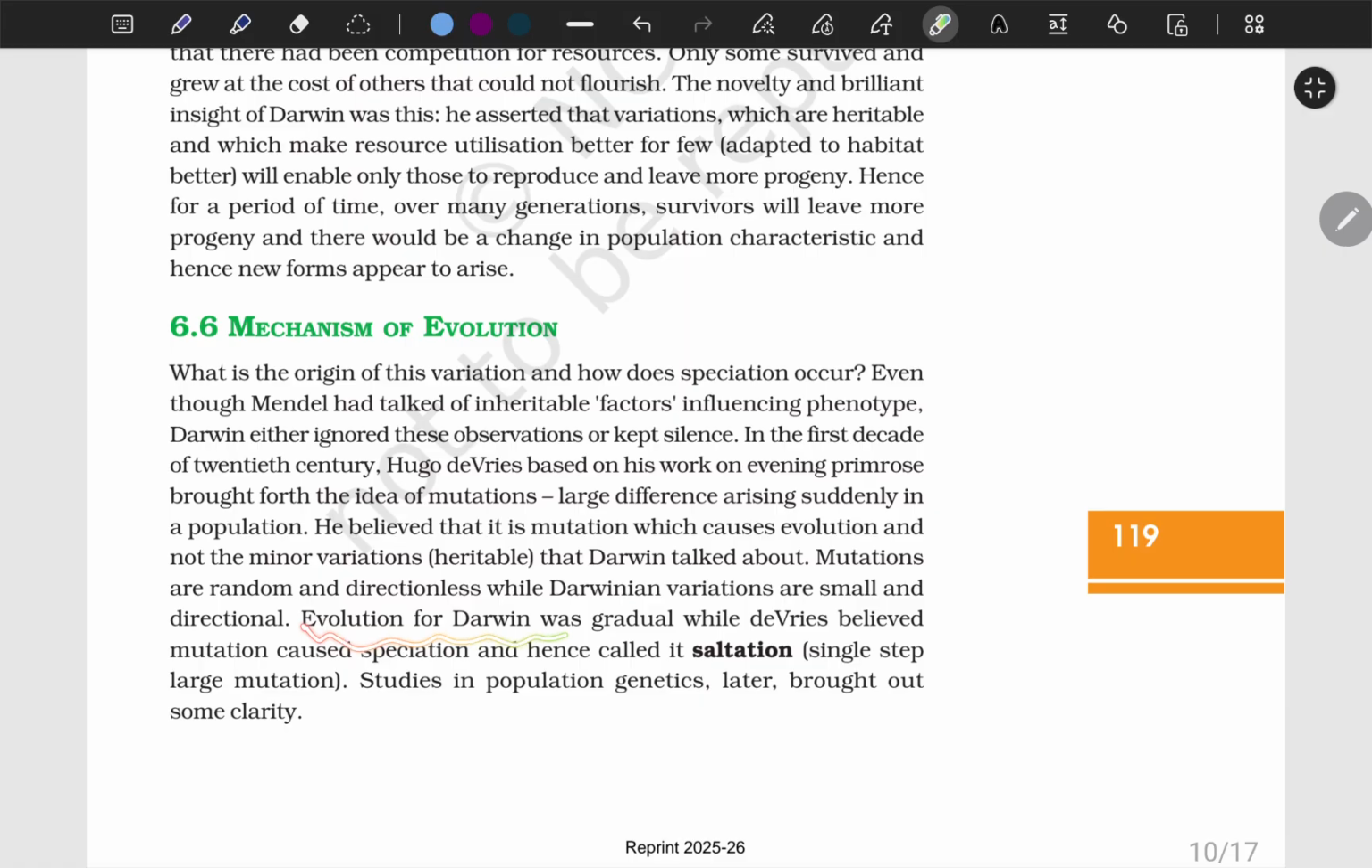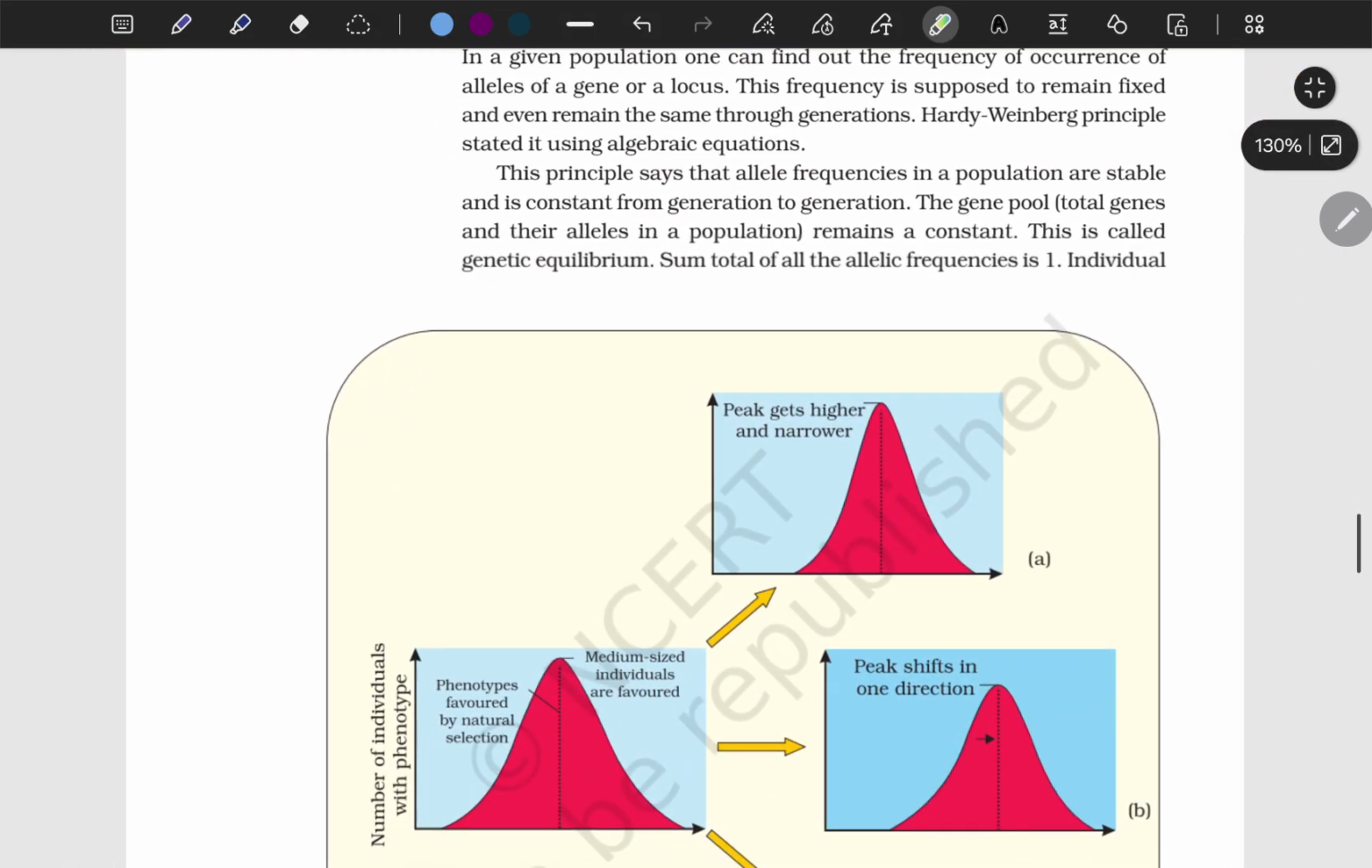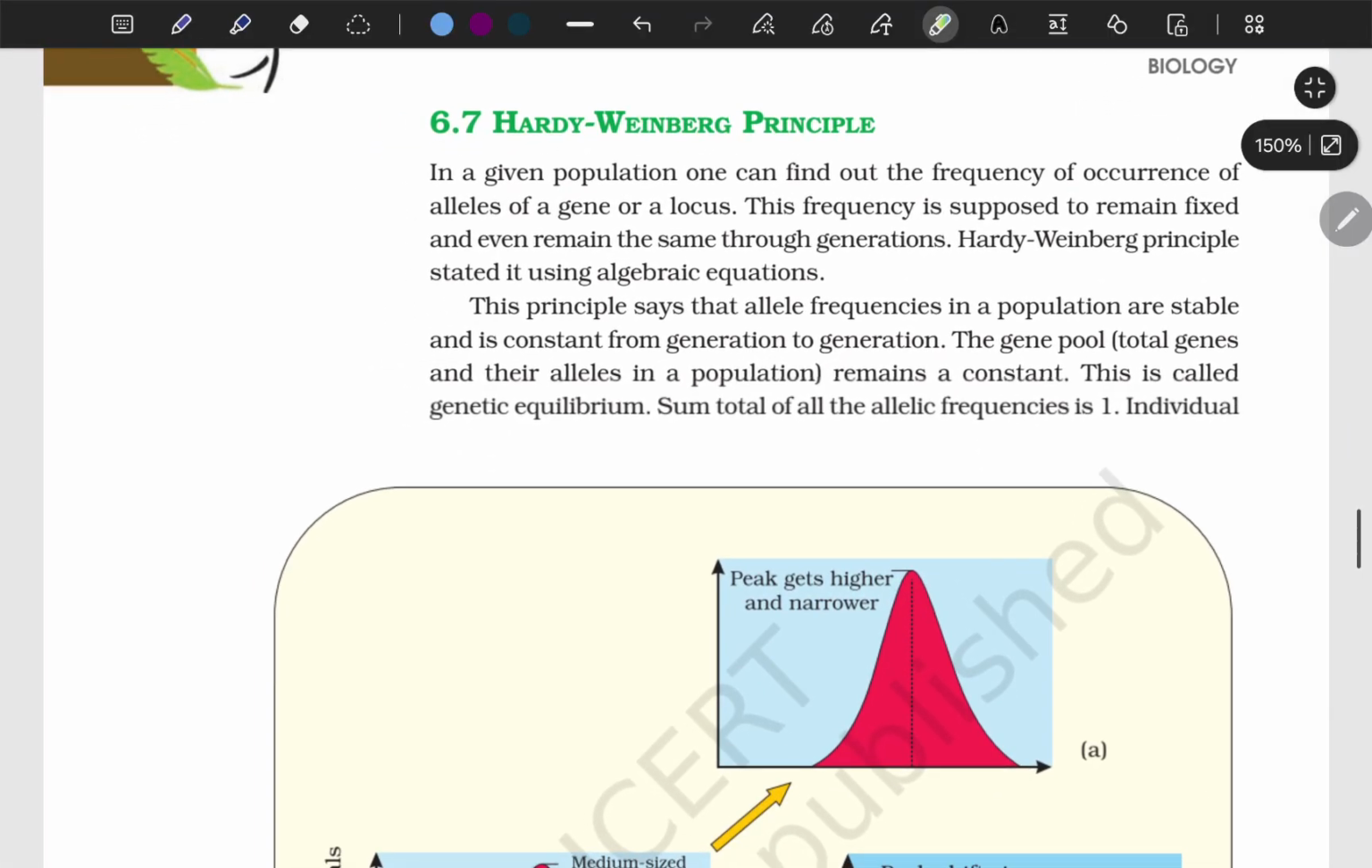Evolution for Darwin was gradual, while de Vries believed the mutation caused speciation and hence called it saltation. Saltation is the single-step large mutation. Studies in population genetics later brought out some clarity. Let's talk about the Hardy-Weinberg principle.